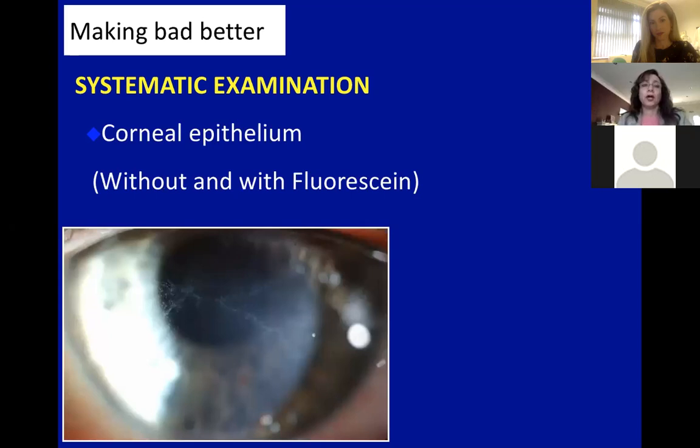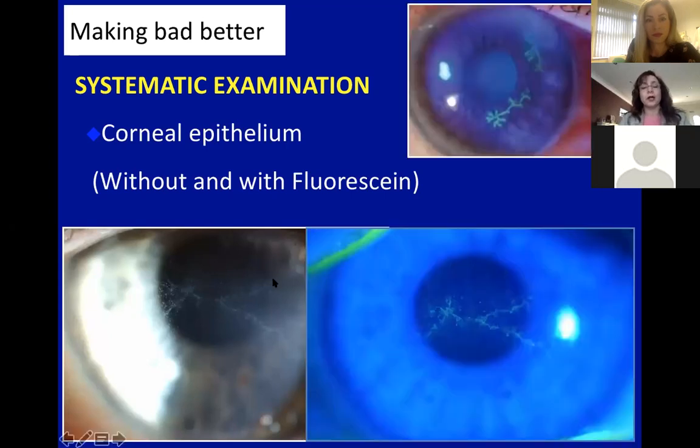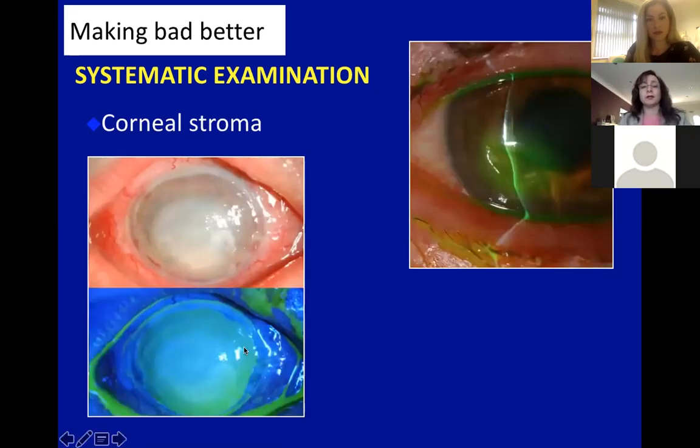So then you go into the cornea and you go systematically to first look at the corneal epithelium without fluorescein and then with fluorescein. And you can see this pseudo-dendritic appearance, which looks quite different than the dendroids in a patient with acanthamoeba keratitis. Now, the corneal stroma, when you look at the stroma, you have to remember that the infiltrate may be different in size than the ulcer. So that patient had that much infiltrate and a much bigger ulcer.